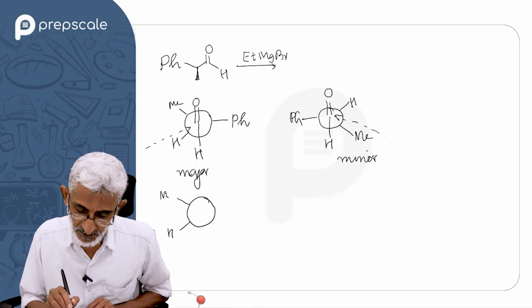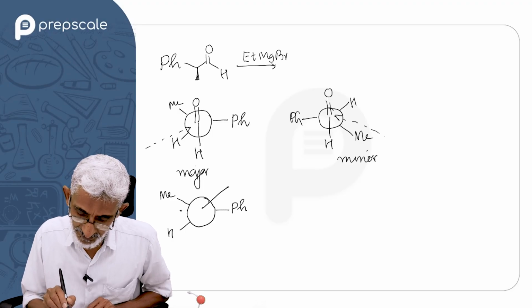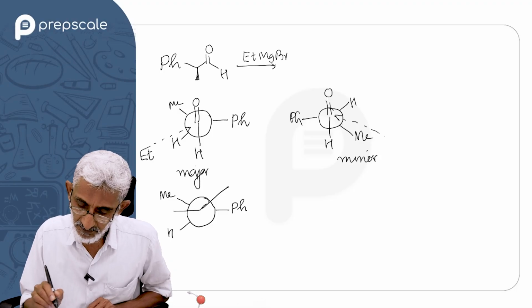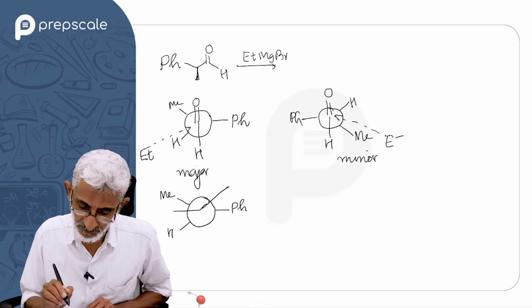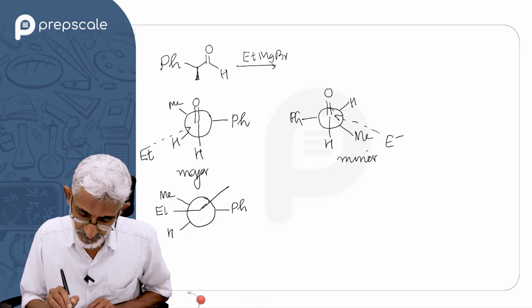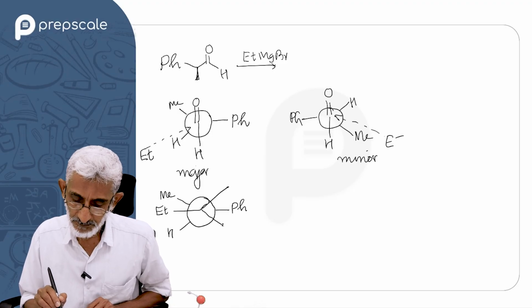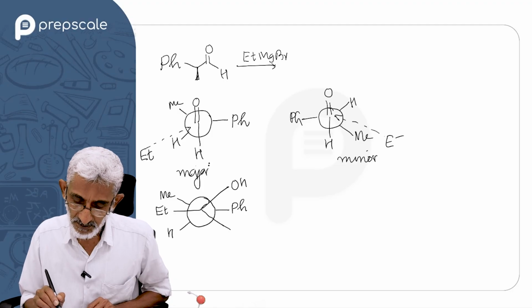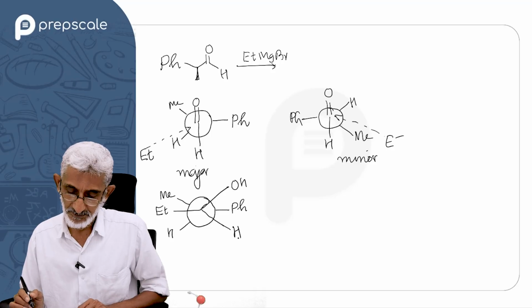H, Me, and pH. And my ET is here. Remember, ET is the attacking species, ET minus. So ET is here, and this is my OH, and here is the H. So this should be the major product.